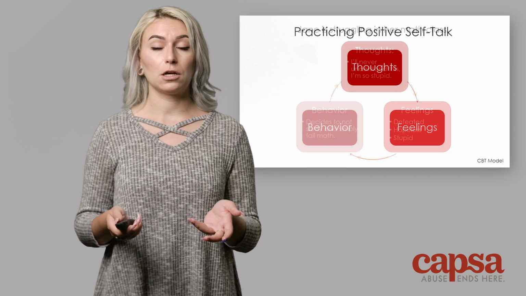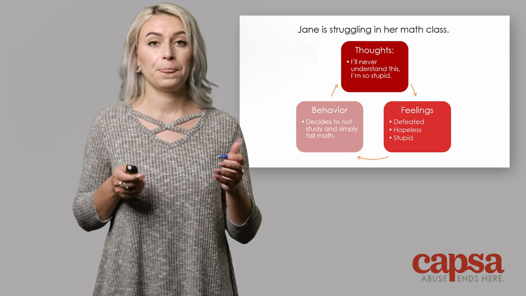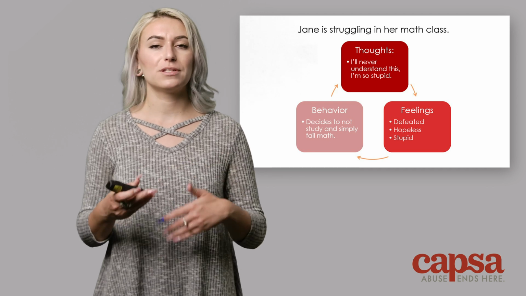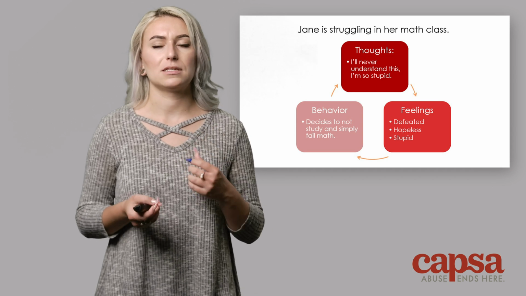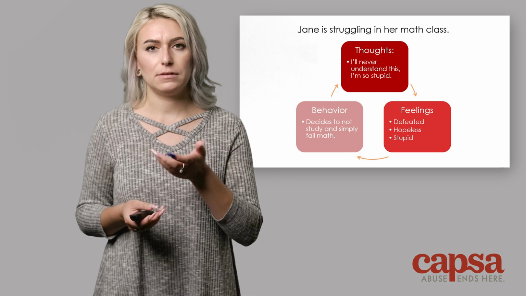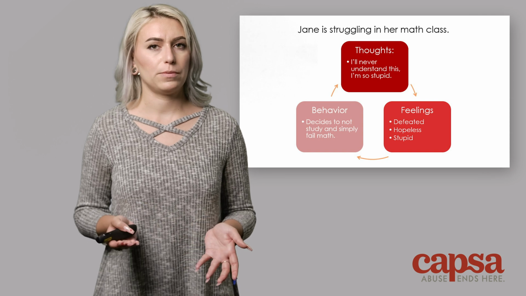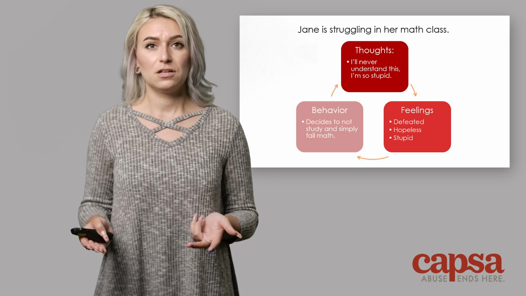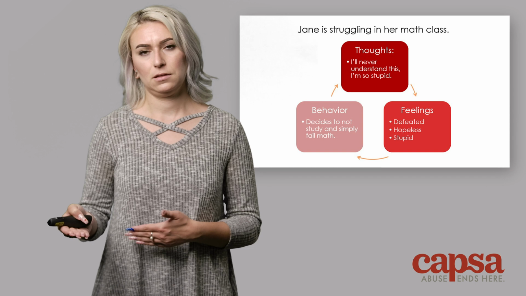So here's a chance where we can go over an example with the students to show them what we mean and how it works. So we're going to take this example with Jane, who's struggling in her math class. Okay, and go through this example with students and have them read the thoughts. So Jane's thought is, "I'll never understand this, I'm so stupid." Well, ask the students, okay, if this is Jane's thought, how might she feel? Allow them to respond. Some responses you get are she might feel defeated, hopeless, and stupid. So how do you think she's going to behave if those are the feelings that she's experiencing?